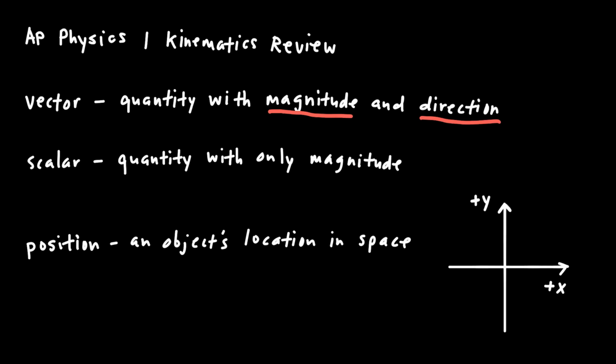And then a scalar is a quantity that only has a magnitude, which means there's no direction associated with the quantity. It's just how big it is. So there's just going to be a number and a unit.